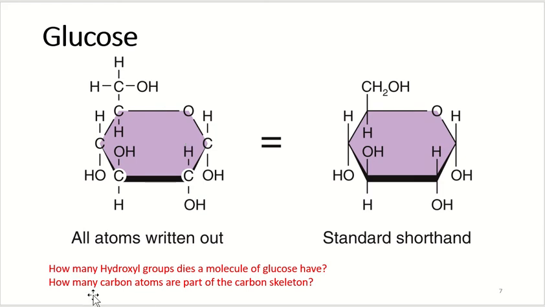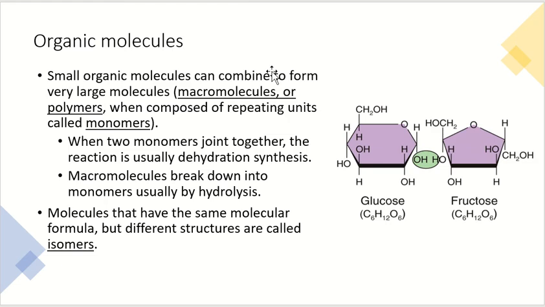And then we can count also the number of carbons that are going to be part of the carbon skeleton, all right? The carbon skeleton is going to be this main six-sided structure here, right? So we're going to have 1 carbon there, 2, 3, 4, 5, all right? Because this last point there is going to be taken up by an oxygen. So there's 5 carbons in the carbon skeleton for glucose, all right?